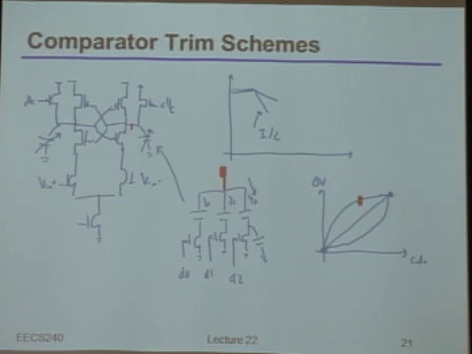Okay. So, just for the sake of it, can anybody think of another way of canceling the offset of this kind of comparator? Some other thing you can inject or add to try and change the offsets?